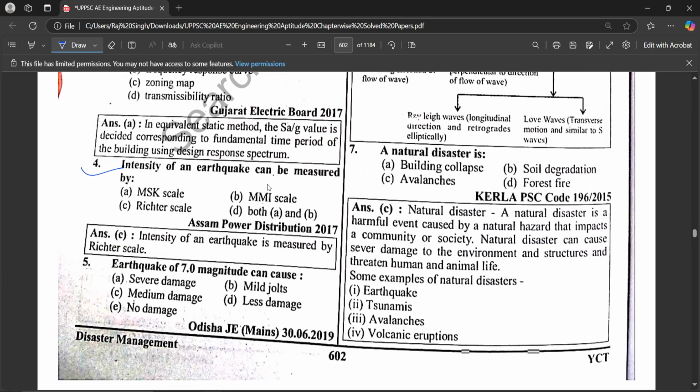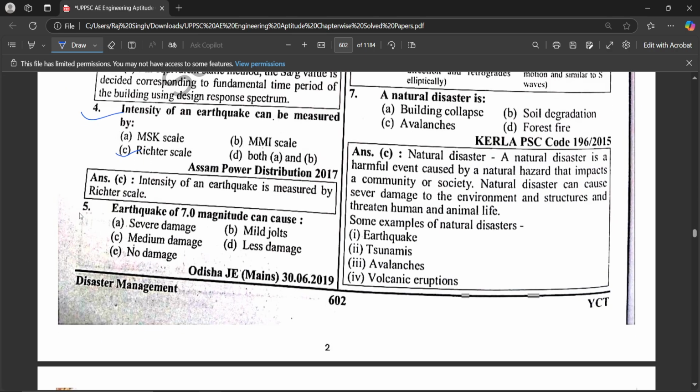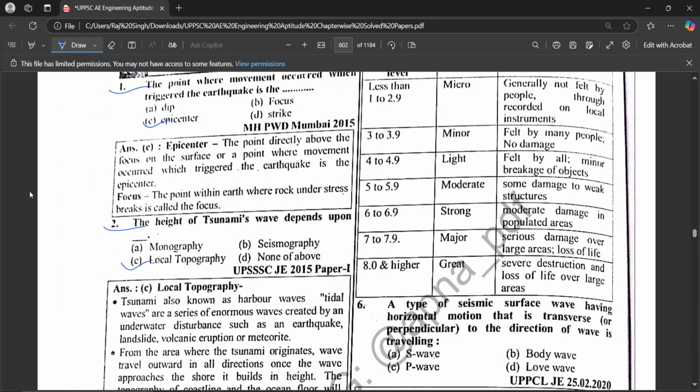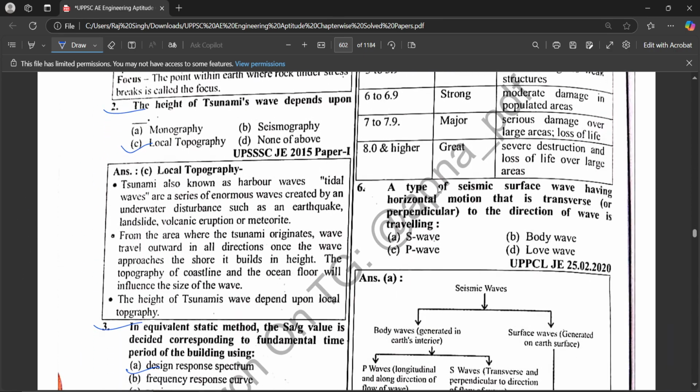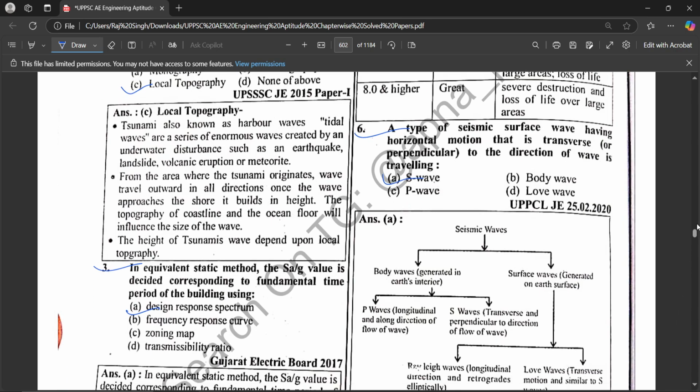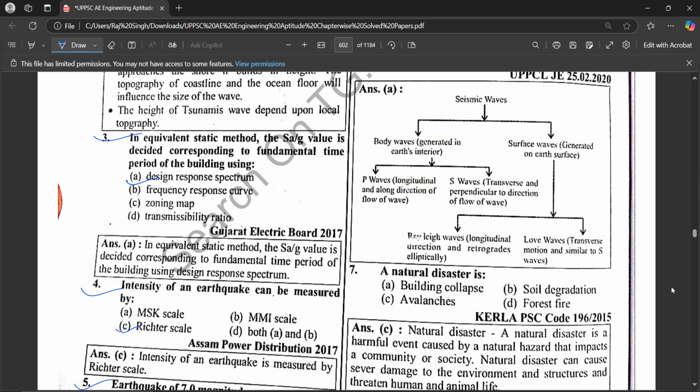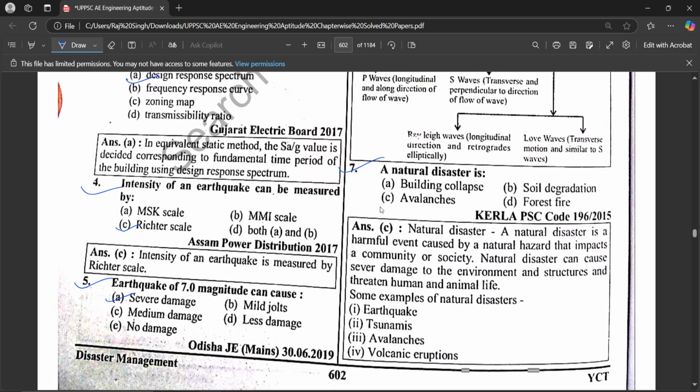Intensity of the earthquake can be measured by, which is measured by Richter scale. Earthquake of 7.0 magnitude can cause severe damage. ठीक है, which is A option is correct. Next, a type of seismic surface wave having horizontal motion that is transverse or perpendicular to the direction of wave travel, which is a S curve. Natural disaster is avalanches.